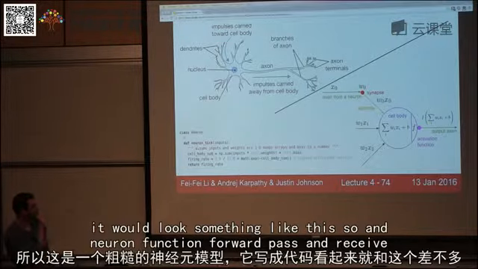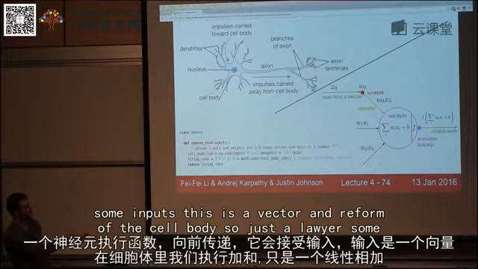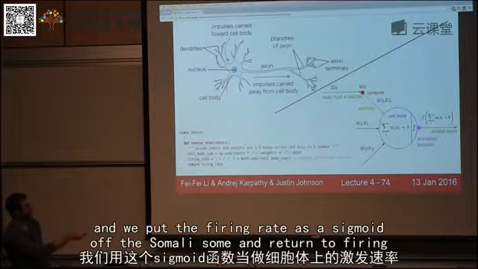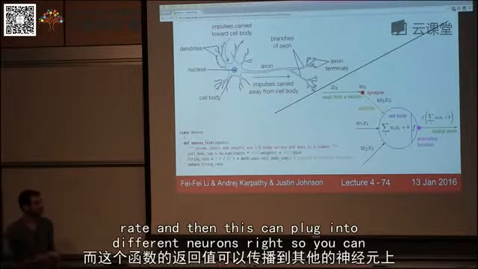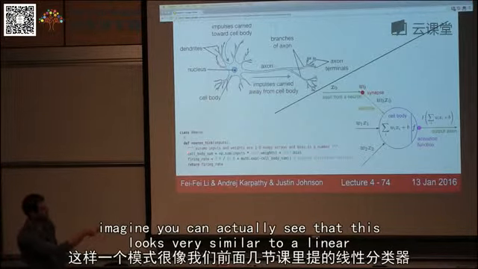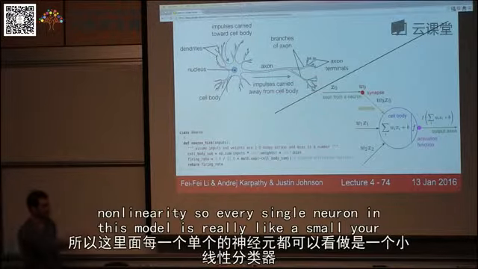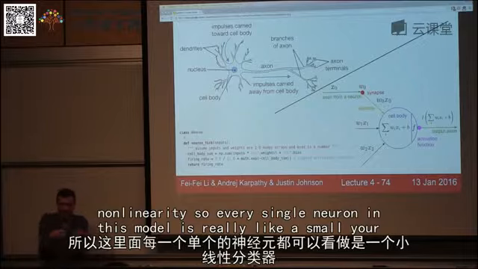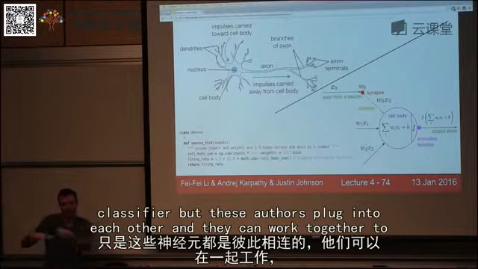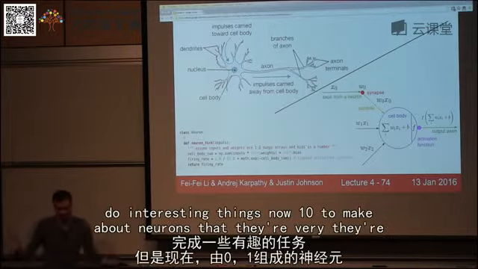If I wanted to implement this, it would look something like this. So a neuron tick function, forward pass, it receives some inputs. This is a vector. And we form a sum at the cell body, so just a linear sum. And we compute the firing rate as a sigmoid of the cell body sum and return the firing rate. And then this can plug into different neurons, right? So you can actually see that this looks very similar to a linear classifier, right? We're forming a linear sum here, a weighted sum, and we're passing that through a nonlinearity. So every single neuron in this model is really like a small linear classifier, but these linear classifiers plug into each other, and they can work together to do interesting things.